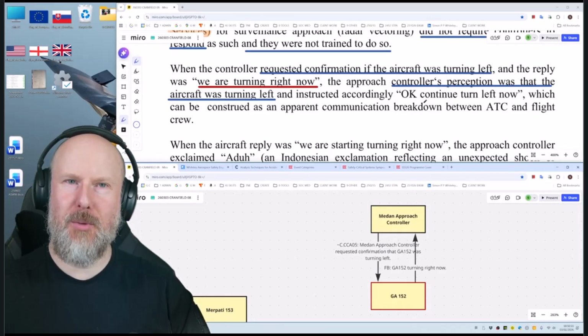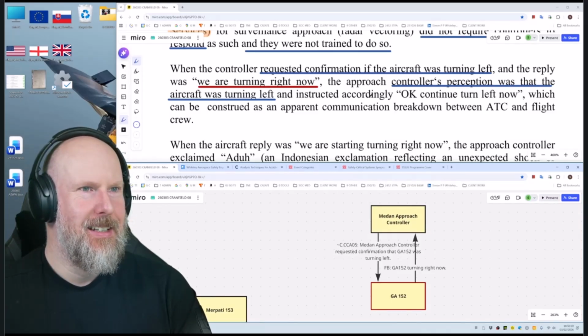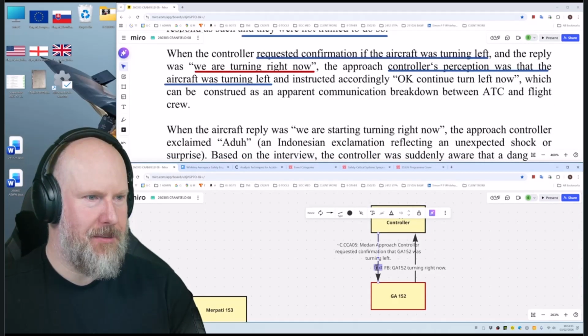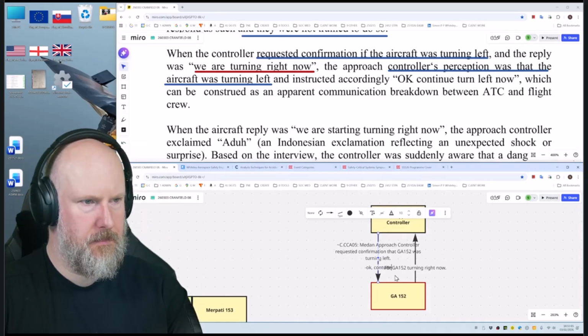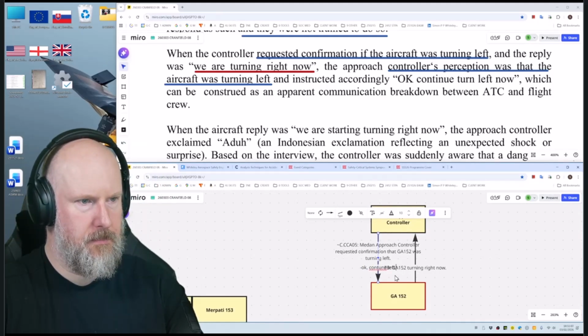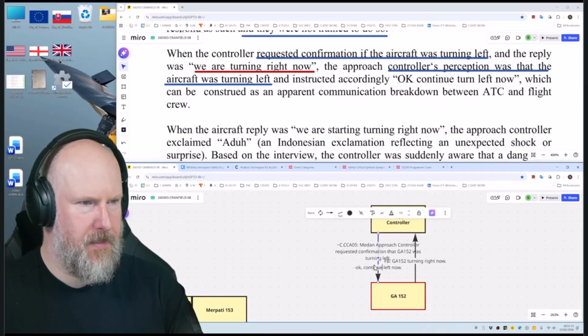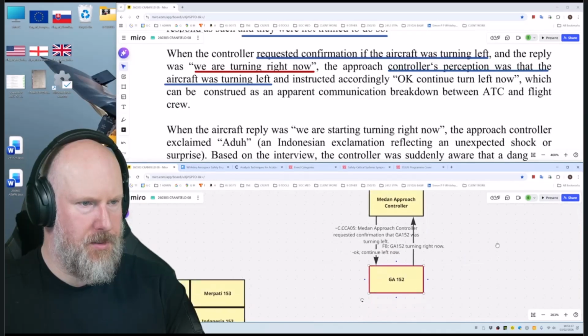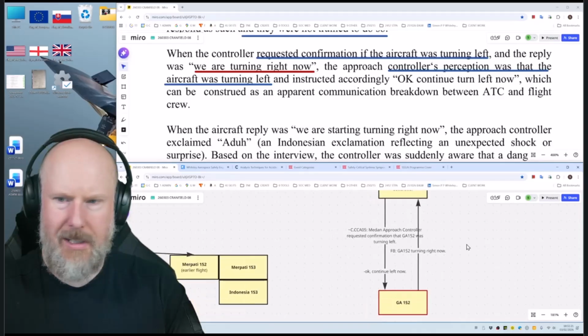Must remember to unmute myself. There we go. Fantastic. Okay, so continue turn left now. There we go. Can't spell continue. I could stretch this down a bit so it's out of the way. There we go, there's a bit more space there.